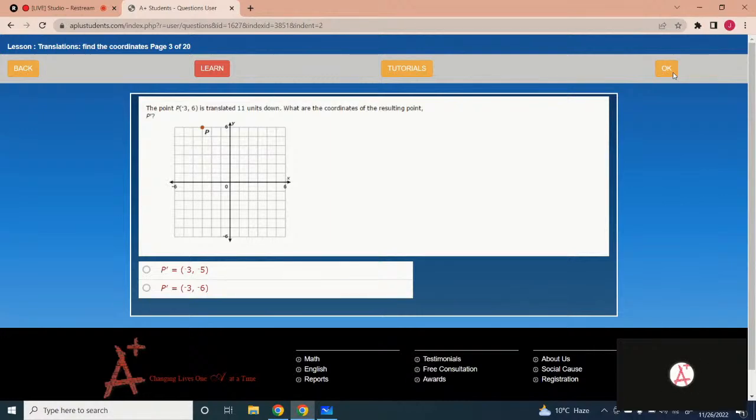So subtract the value 11 from the y component. Got it? So 6 minus 11 is negative 5. Got it? So it would be negative 3 and negative 5. So the new coordinates are negative 3 and negative 5.